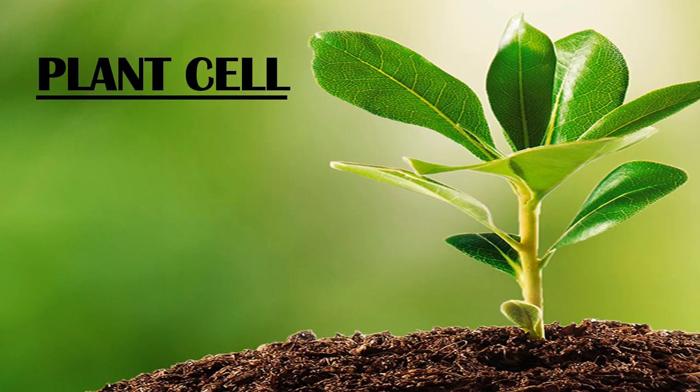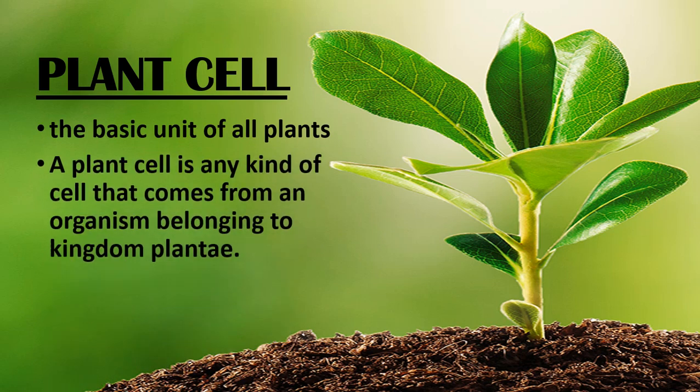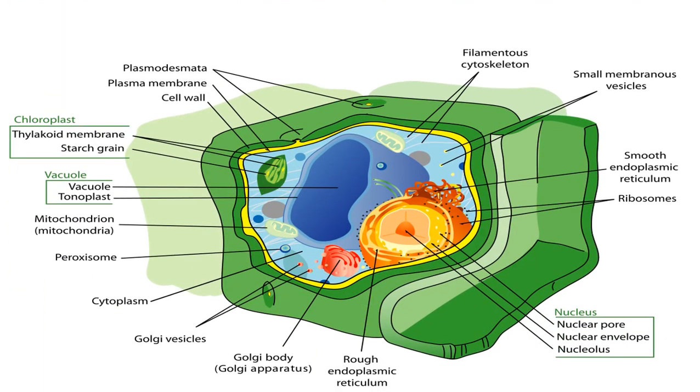So before starting, we should know exactly what a plant cell is. Plant cell is the basic unit, or we can say the smallest unit of all plants. A plant cell is any kind of cell that comes from an organism belonging to kingdom Plantae. Kingdom Plantae is one of the kingdoms from the five kingdom classification. Here is a common plant cell that you can see: a cell wall is present around, and there are many organelles present within the plant cell.